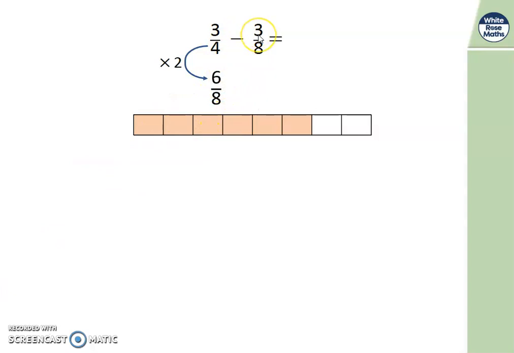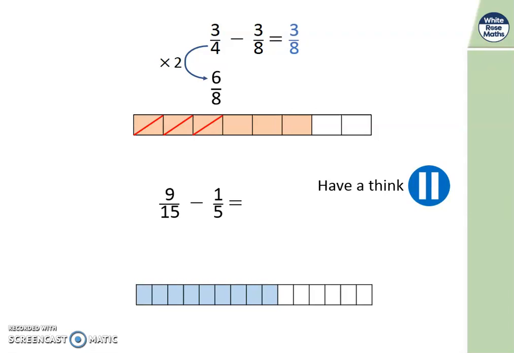Now we can do the calculation. 6/8 subtract 3/8. That means out of these 6 pieces, we need to cross off 1, cross off 2, cross off 3. And then we can see we're left with 1, 2, 3 out of the 8 pieces. So the answer is 3/8. Pause the video and see if you can do it with this one.